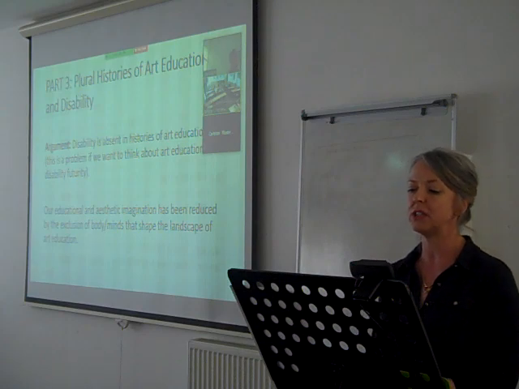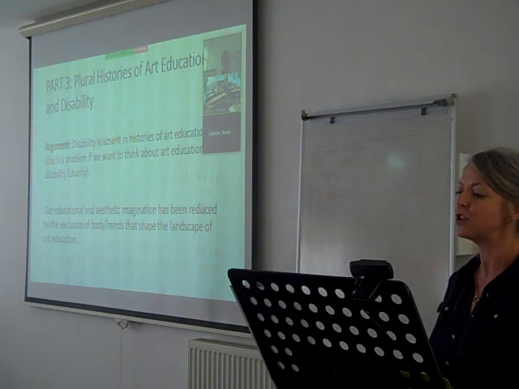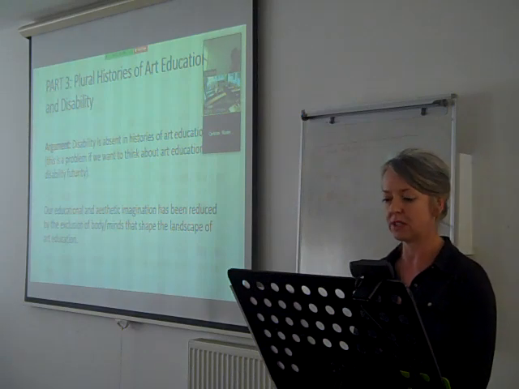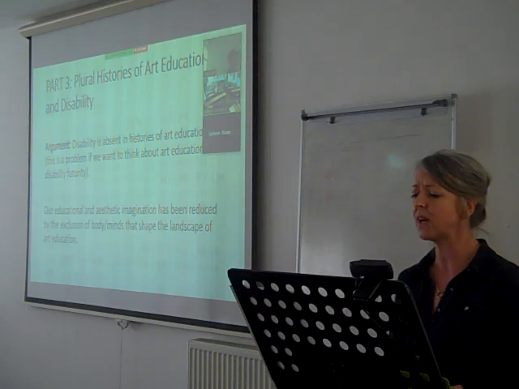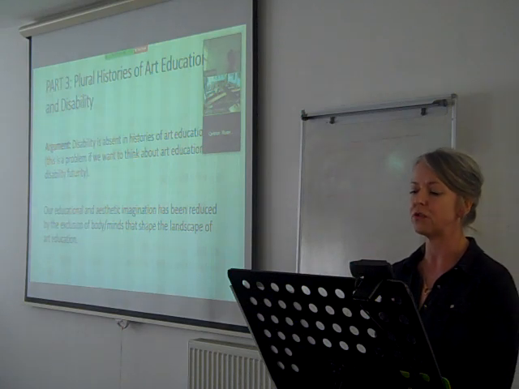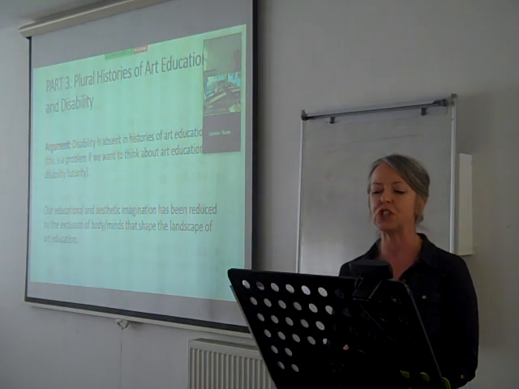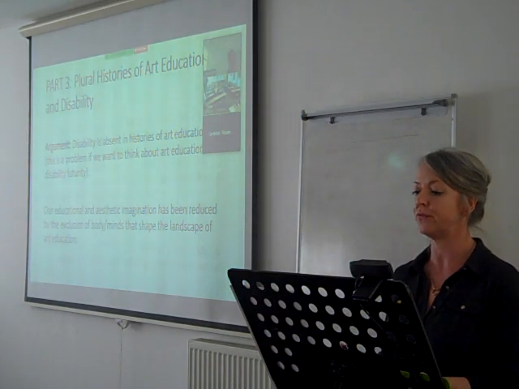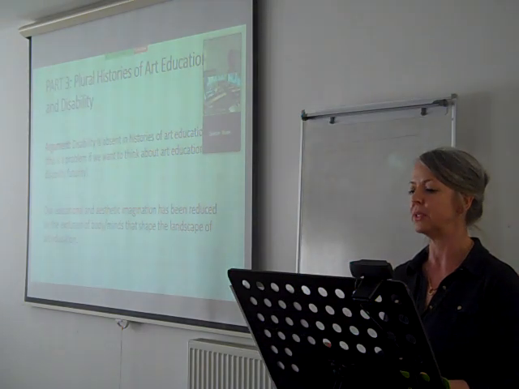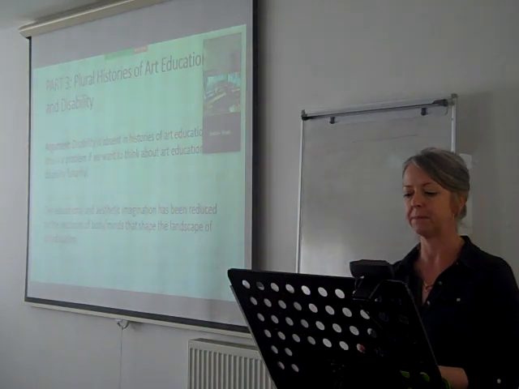Our educational imagination has been reduced by the exclusion of body minds that might have shaped the landscape of art education. And I'd argue that this is a very real consequence of our segregated education system. The removal of particular body minds from our thinking about art and education. Histories of art education suggest that we fail to take account of what Mitchell, Snyder and Ware refer to as peripheral embodiments. And I'm taking that term from their work on the biopolitics of disability.